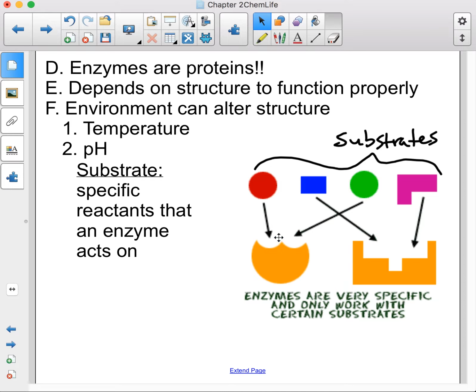So what happens if I make this more acidic? Well, now maybe it's not going to be as round shaped here for the enzymes. So then these guys can't bond properly anymore. Okay, so it changes the shape of how reactants bind to it.